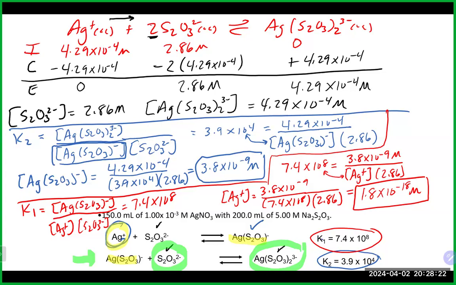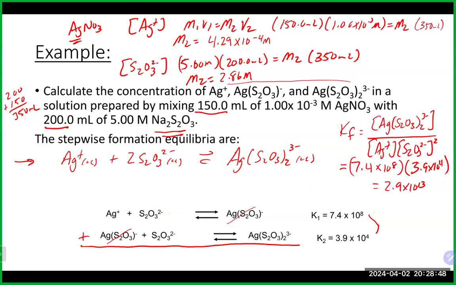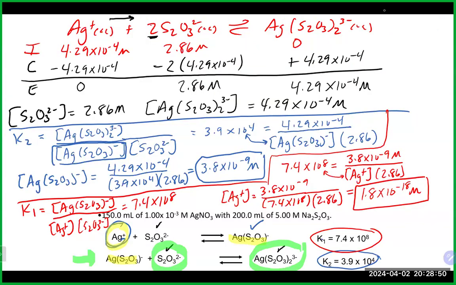Now, I did it step by step here to show you that, because each of these steps is an equilibrium equation, you could do it step by step. If you wanted to, you could have found the silver concentration at the end of the first ICE table, and it will come out the same as by using the overall K value. The K value that we had was 2.9 times 10 to the 13. So the KF for the overall reaction was 2.9 times 10 to the 13.